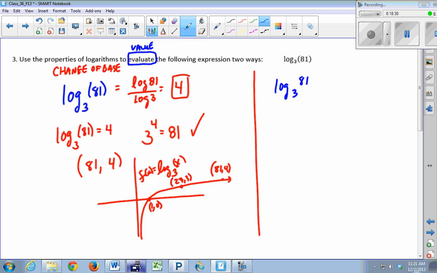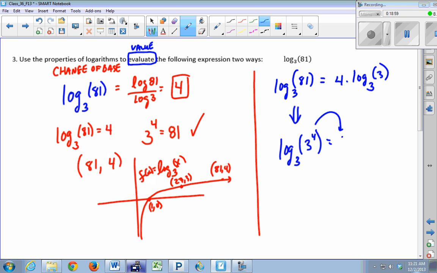Okay, so I heard Adam say 4 times log base 3 of 3. Now, where the heck did that come from? He rewrote 81 as the base 3 to a power. Okay, you want to be able to get 81 as 3 to some power, and he did. He said it's 3 to the 4th. 3 times 3 is 9, times 3 is 27, times 3 is 81. So now the power comes down in front and multiplies log base 3 of 3. Log base 3 of 3 is 1. 4 times 1 is 4. So that's another way to do it.